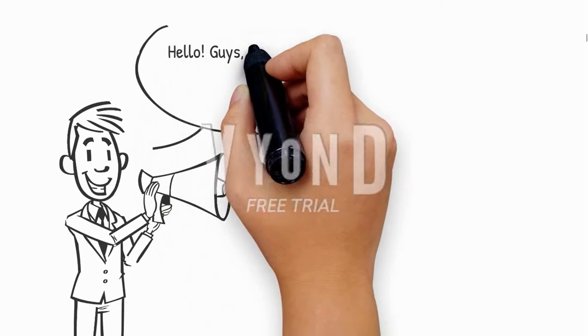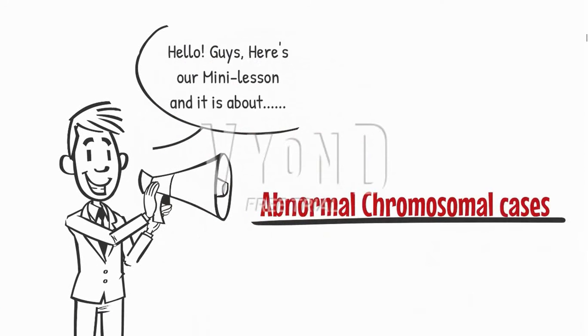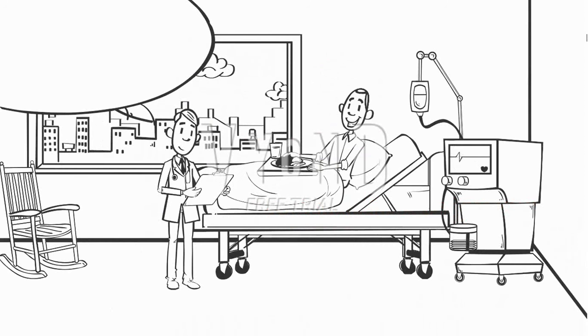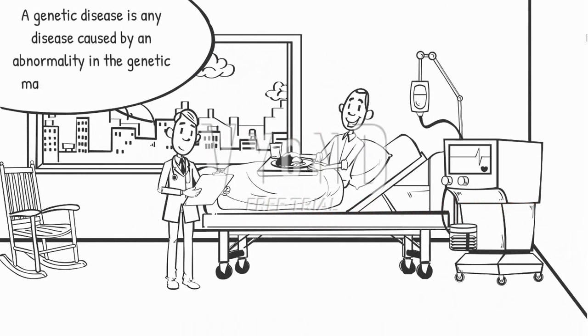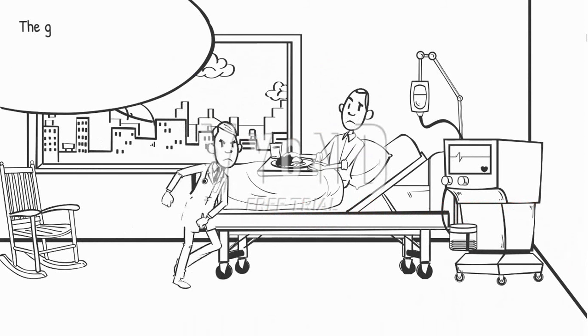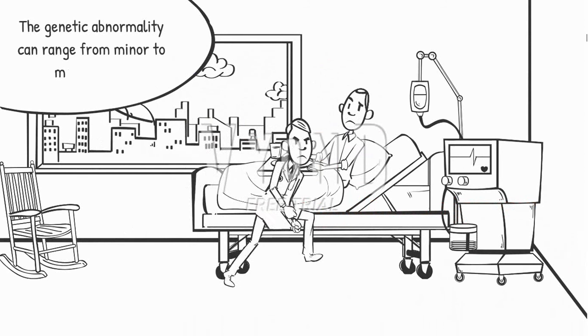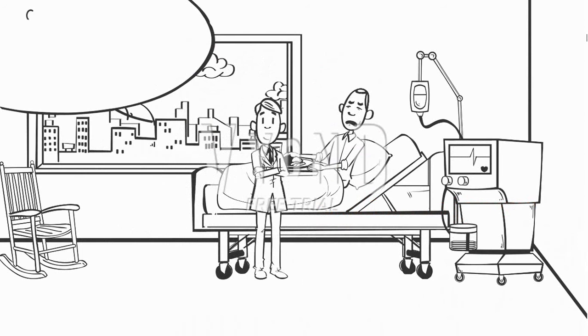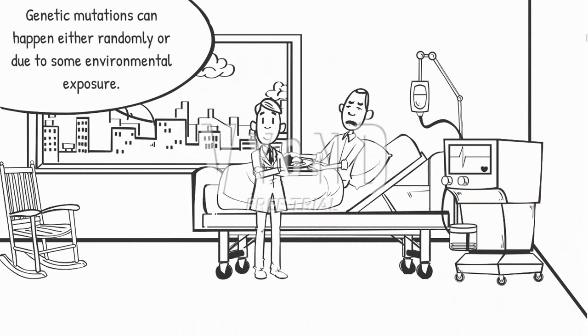Hello guys, here is our mini lesson and it's about abnormal chromosomal cases and genetic disorder. A genetic disease is any disease caused by an abnormality in the genetic makeup of an individual. The genetic abnormality can range from minor to major cases. And genetic mutations can happen either randomly or due to some environmental exposure.